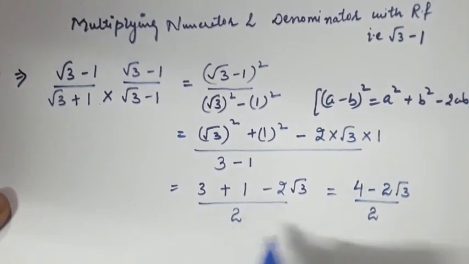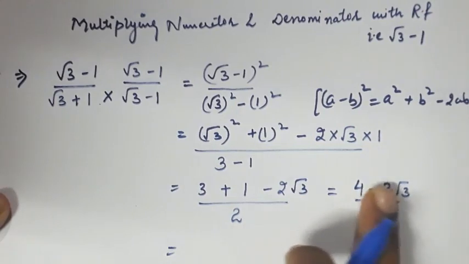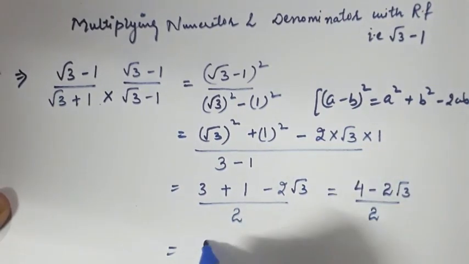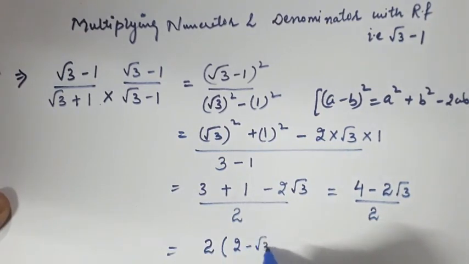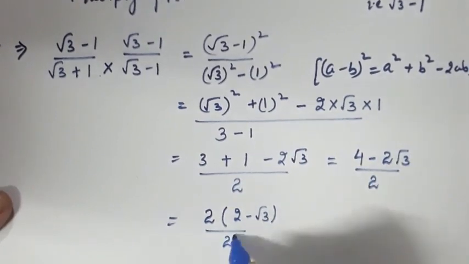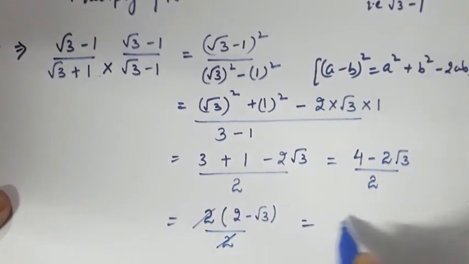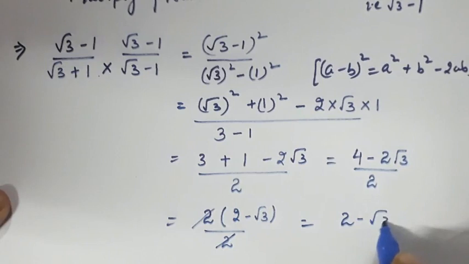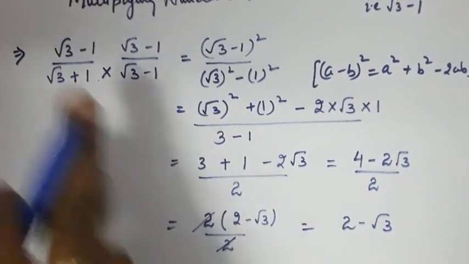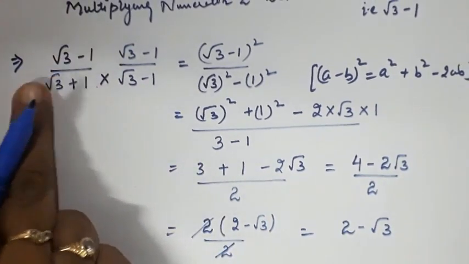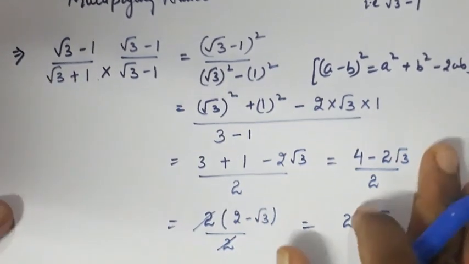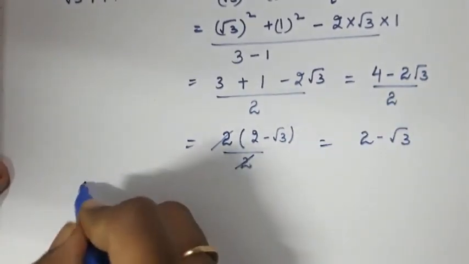Right? Now I can take 2 common from the numerator, so I am left with 2 minus root 3 upon 2. The 2 will cancel out and I am left with 2 minus root 3. This is the value of root 3 minus 1 upon root 3 plus 1. Okay, now as we know what?